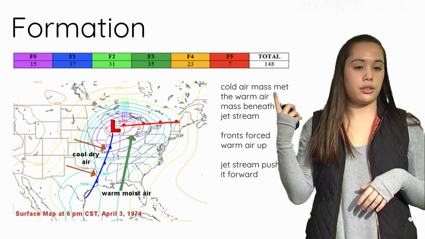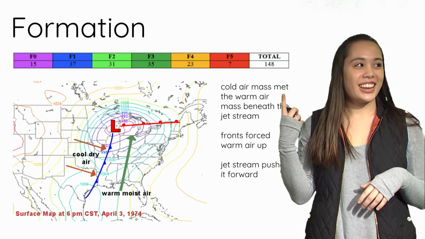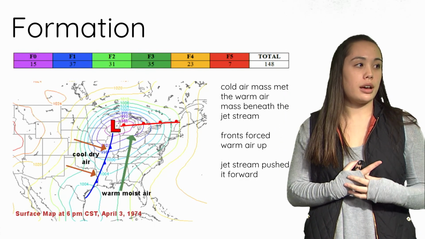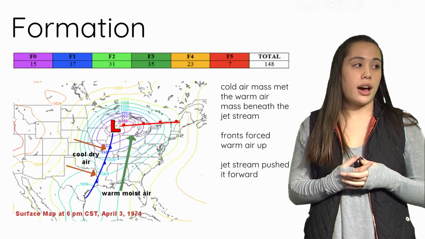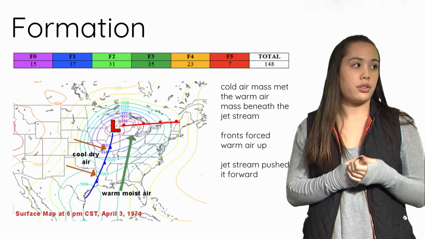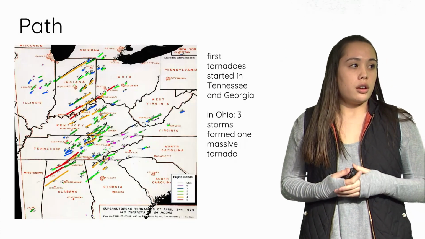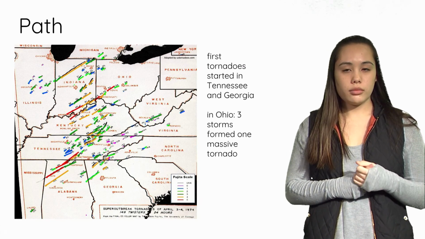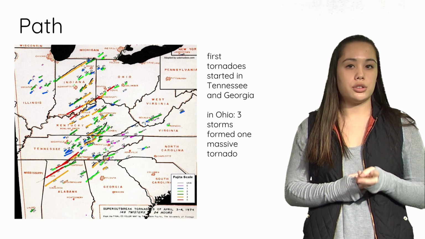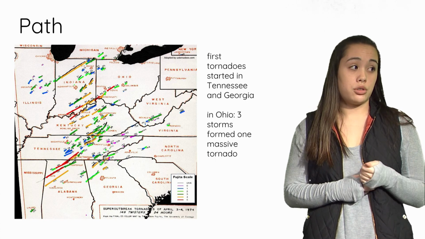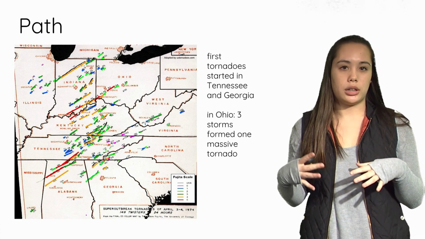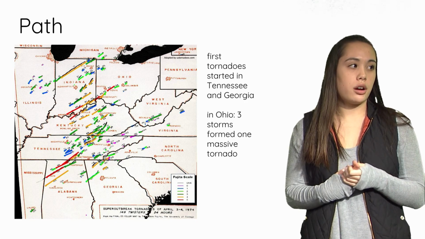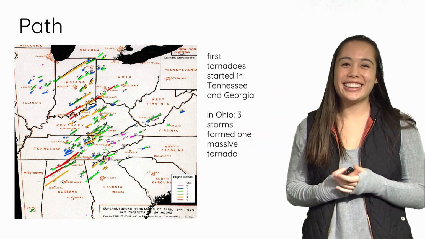And up here are the categories of all the tornadoes. You can see the scale, the Fujita scale. It ranges from F0 to F5. And as you can see, it had a lot of F5s actually, but mainly F2s, F3s and F1s. So the path: the first two tornadoes touched down in Tennessee and Georgia, but they all happened periodically within 15 hours of each other, all over this area.